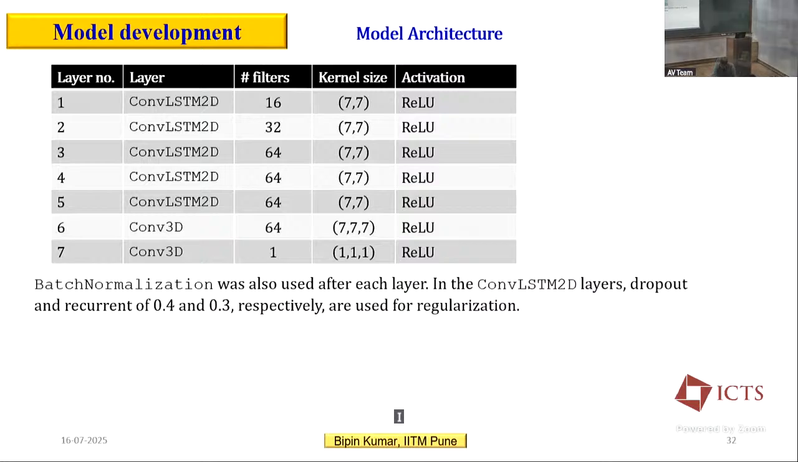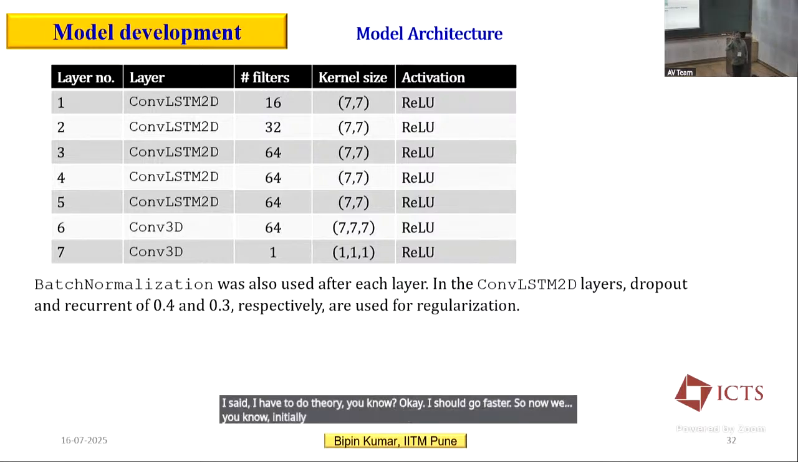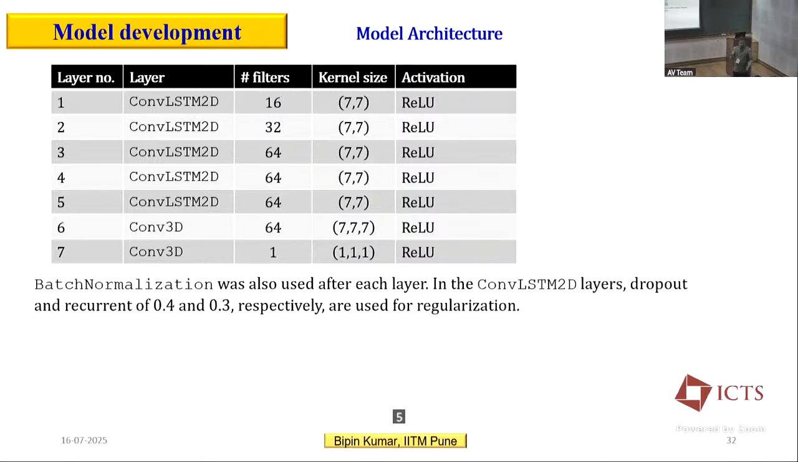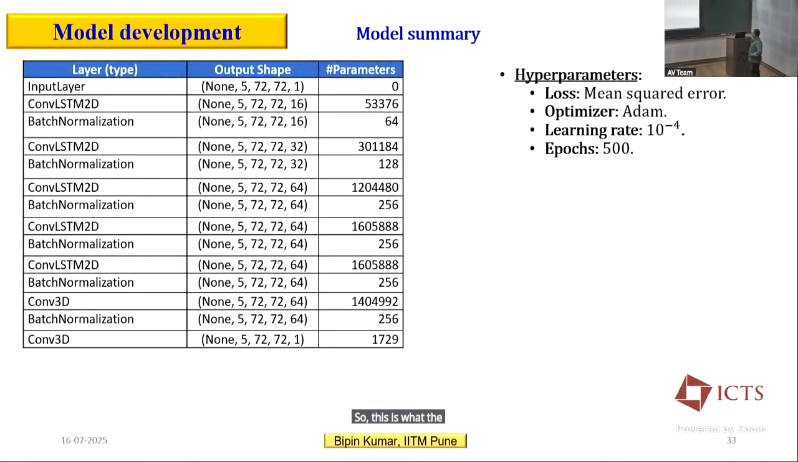I have 2 to 3, okay. So I should go faster. So now initially he wrote how many layers? 5 layers. 5 more, okay. Then I will go fast. I made the story so that I hope they understood the importance of the data pre-processing. Okay, so this is the model he developed later on.